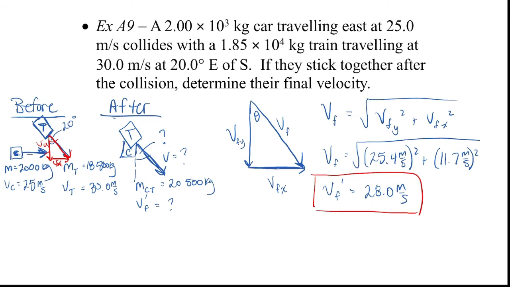So we get a final velocity, or at least a final speed, of 28.0 meters per second. Keep in mind, my question had all three significant digits, so that's what my answer should also have. But let's go ahead and find the angle as well, because we're not done until we find that angle. It asks for the final velocity, which is, of course, magnitude and direction.